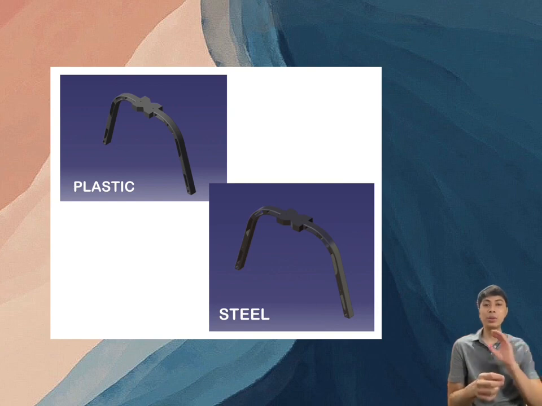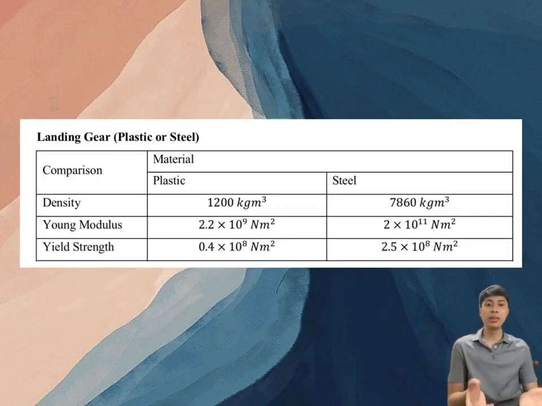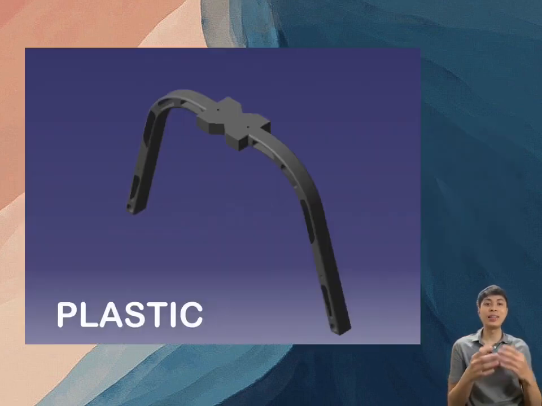So based on the table shown here, we see that the density, Young's modulus and yield strength of steel are much higher than plastic. Despite that, we decided to choose plastic as the material to be used in our component. The reason behind this is to prevent our product from being over-designed with steel material, as most of our components are using steel material compared to plastic.